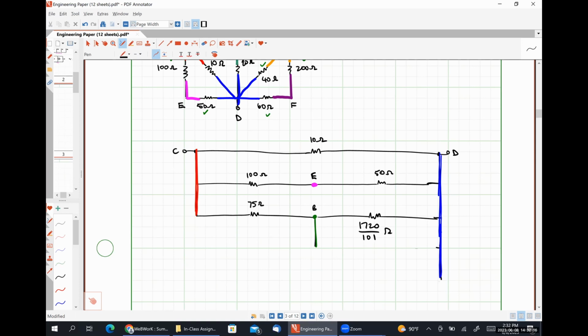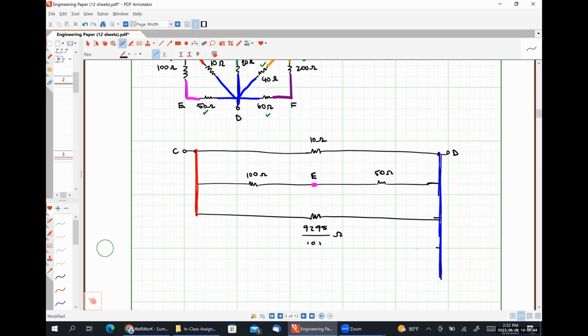That is in series with 75. So I'm going to combine these two together, which would give me 9295 over 101. And there's nothing more that I can do to simplify that bit there.